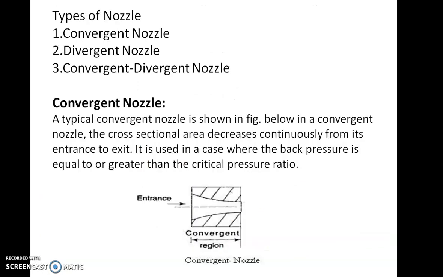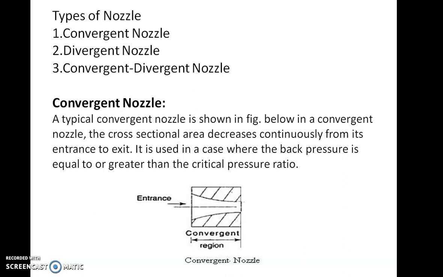There are no numericals, that's why we are not going to see numericals on nozzle. We'll only see types of nozzles. I have mentioned that convergent nozzle, divergent nozzle and convergent divergent types of nozzles are used. What do you mean by convergent nozzle? I have told you that there is a critical pressure ratio where you are getting maximum mass flow rate.